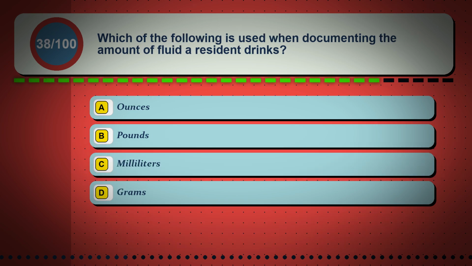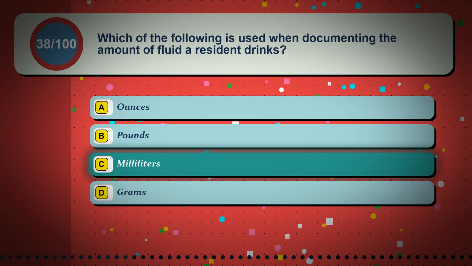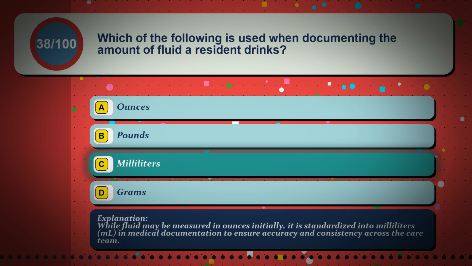Question 38. Which of the following is used when documenting the amount of fluid a resident drinks? Option A, ounces. Option B, pounds. Option C, milliliters. Option D, grams. The correct answer is option C, milliliters. While fluid may be measured in ounces initially, it is standardized into milliliters, mL, in medical documentation to ensure accuracy and consistency across the care team.